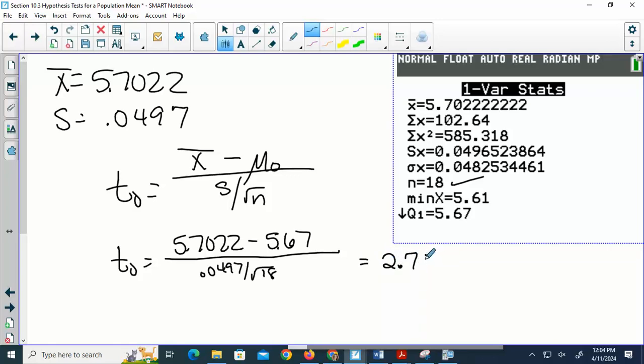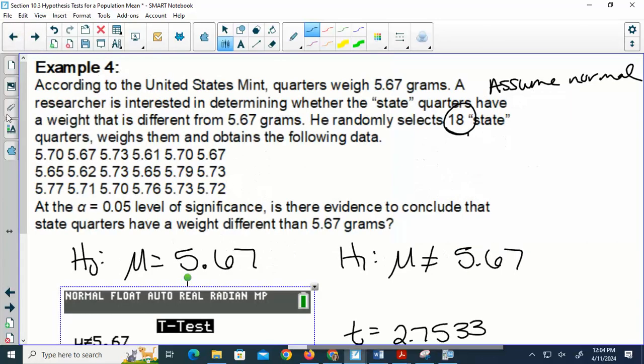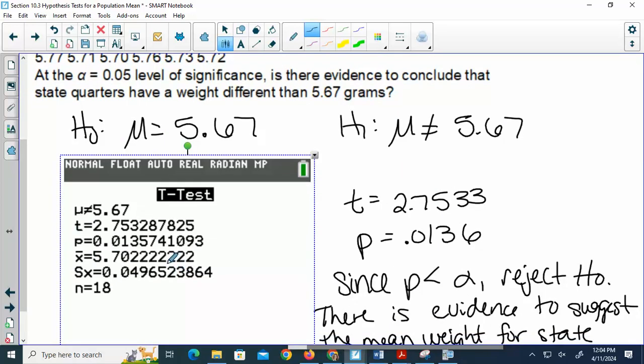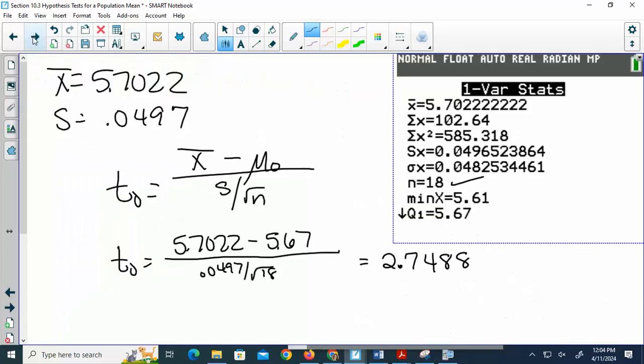So we get 2.7488. How did that compare to the t our calculator got? Very similar. It is slightly... Did I plug in something wrong? Seems like it shouldn't be off as much. Is that what you guys got when you plugged it in? I think it's just due to the rounding of our mean and our standard deviation, so it's slightly different. If we went to 2 decimal places, they would round the same.